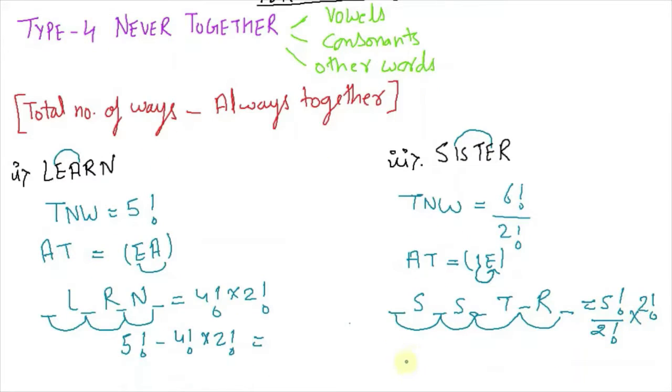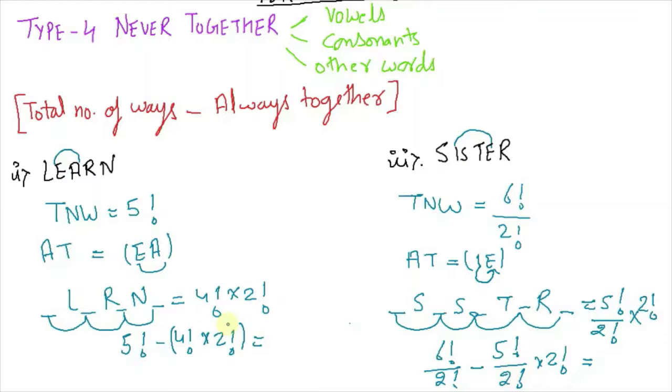The question here is never together. Never together means total number of ways minus always together. Here total number of ways is 6 factorial divided by 2 factorial, minus 5 factorial, 2 factorial into 2 factorial. By solving this, you can get the answer.